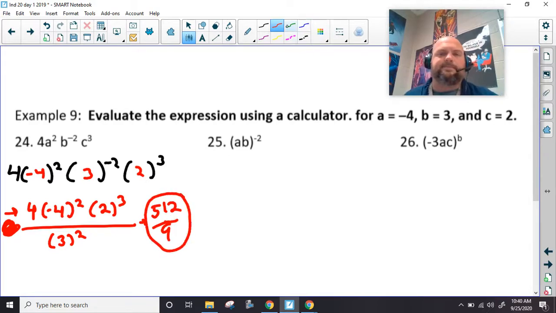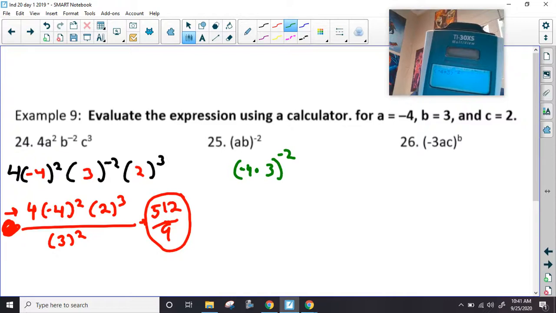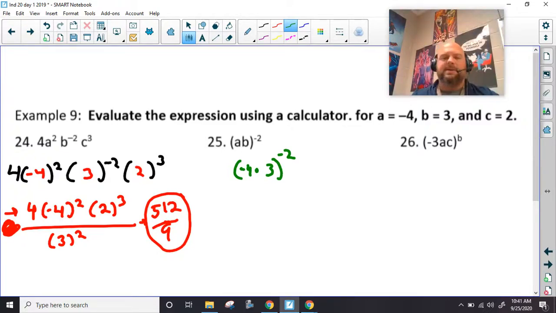All right. So let's look at this. Now, this is AB. So I'm going to put a dot right there because that means they're multiplied. This is the -2 power. A is -4, B is 3. So I can actually do that. I can say -4 times 3, then the little raise the roof button, the caret button, -2. I hit enter. And there we are. Some people may need that. Some people may not.